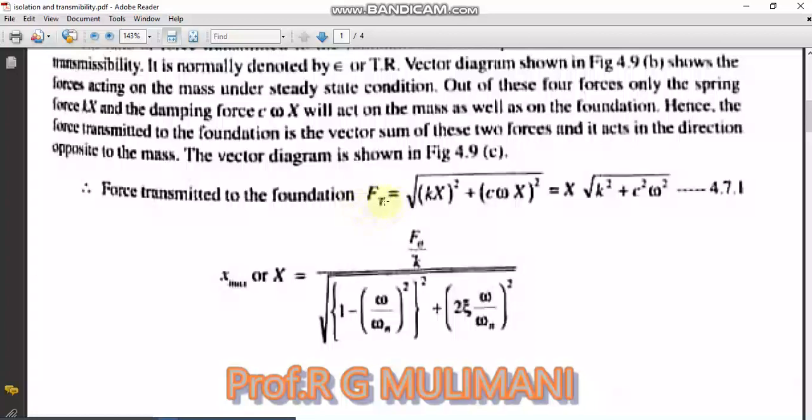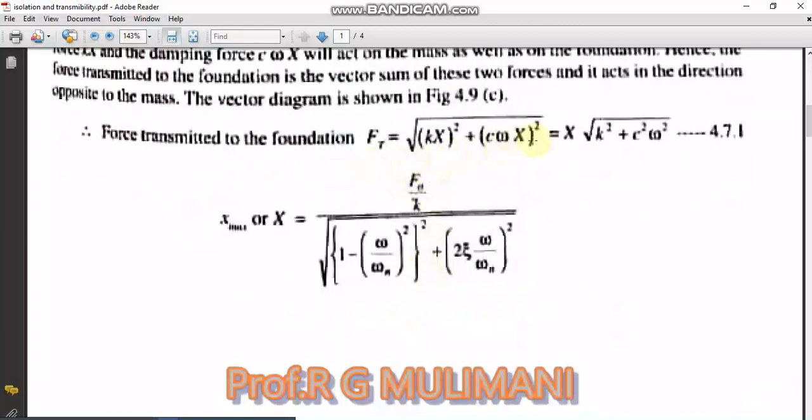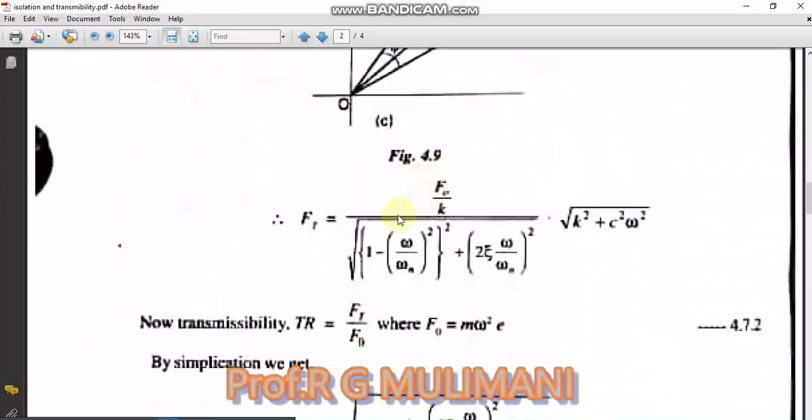What is the transmitting force? It is the summation of the damping force and the spring force. If this x value, the response of the mass spring system subjected to the forcing function, which is derived, is put here, then we will get the transmitting force. Here in Ft, the x value is F naught by k, and this term is square root of k square plus c square omega square. This can also be brought into frequency ratio terms.